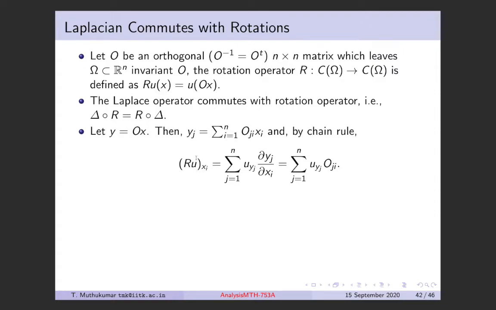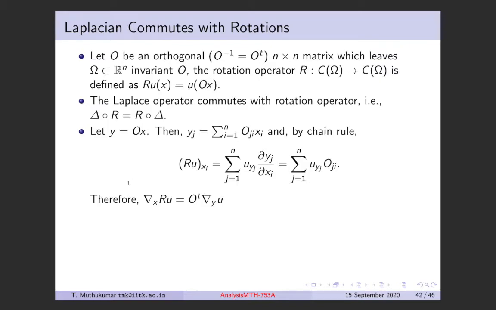From this we know the gradient of Ru, that is, you know the x_i derivative for all i. So the gradient of Ru is precisely O transpose acting on the gradient of u with respect to y, because the sum over j is precisely the ith element here. So the x_i partial derivative is the ith element of O transpose acting on grad y of u. So the gradient of this is precisely this.